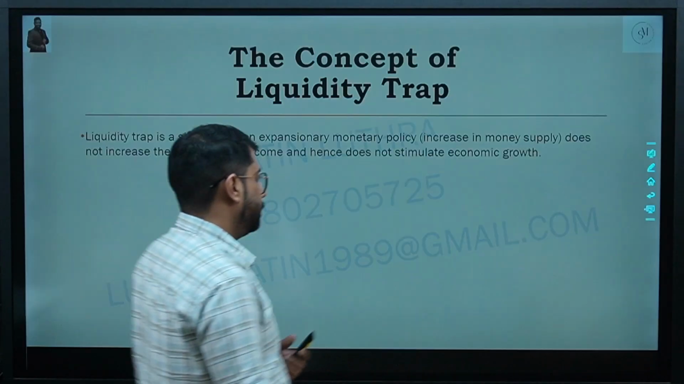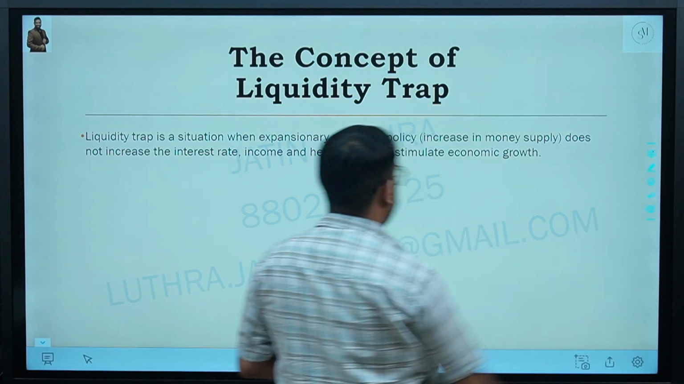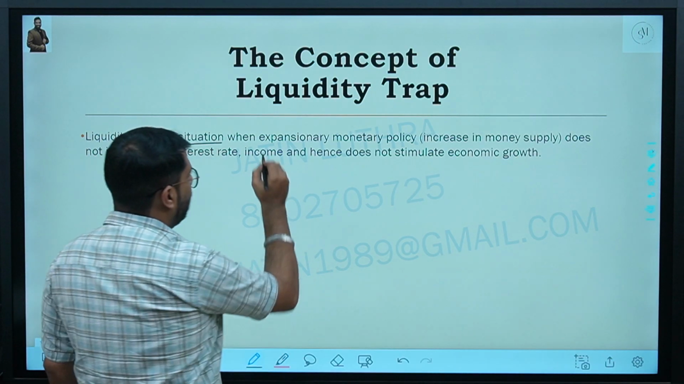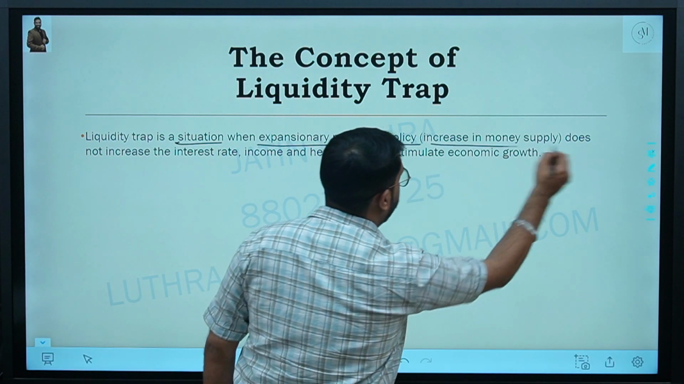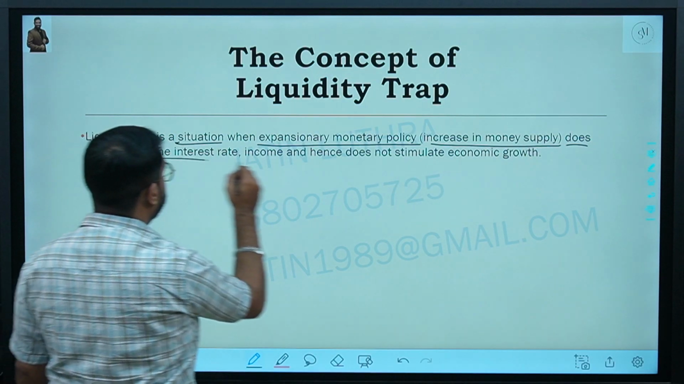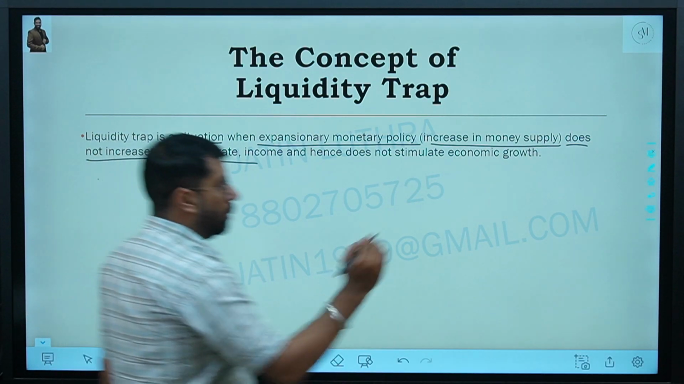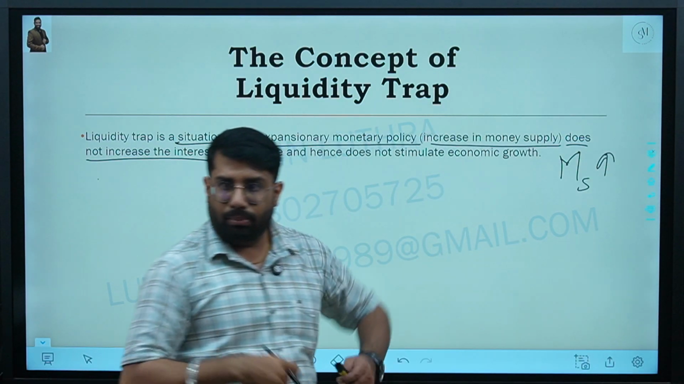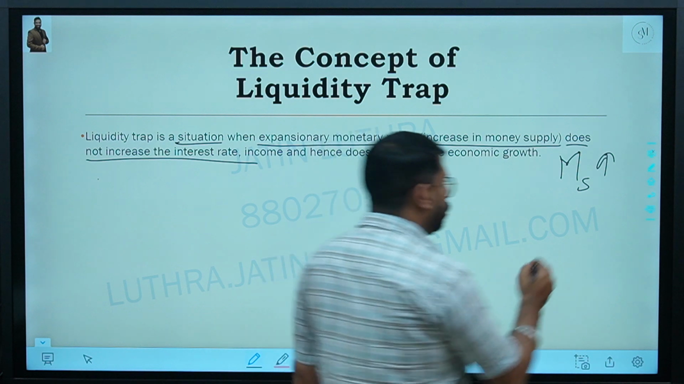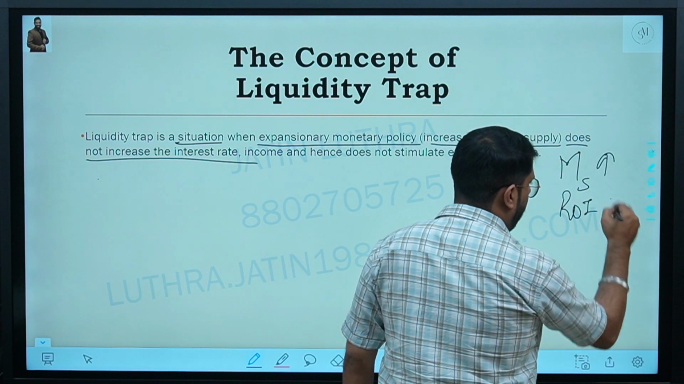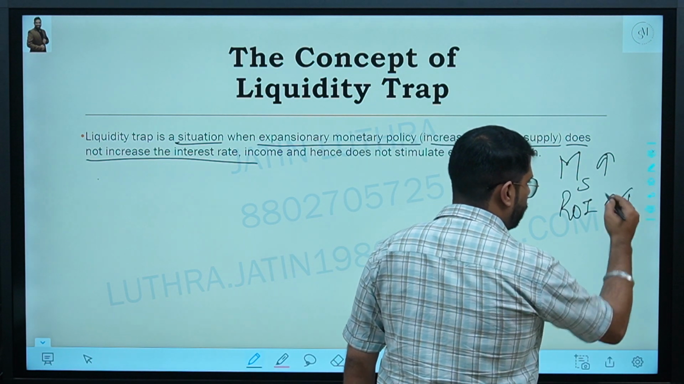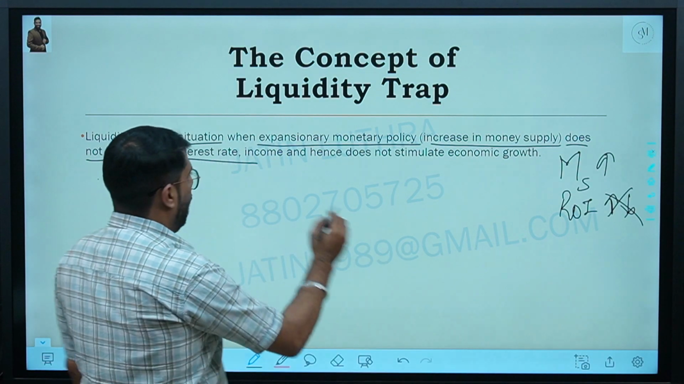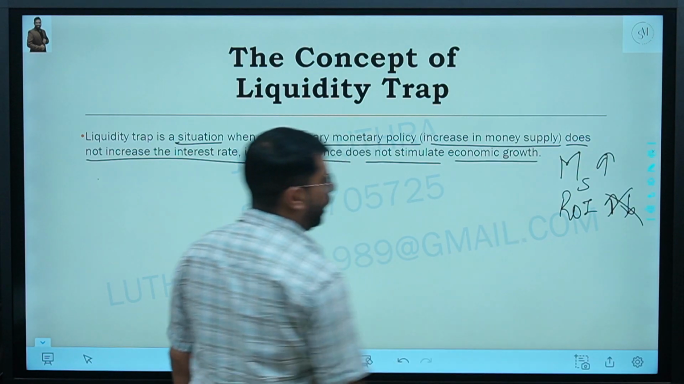Let us now read it. It says, liquidity trap is a situation when expansionary monetary policy, that is the increase in money supply, does not increase the interest rate. Means market money supply is increasing, but it is not affecting the rate of interest. It is neither increasing nor decreasing. ROI is not being affected. Are we clear? And hence does not stimulate economic growth.